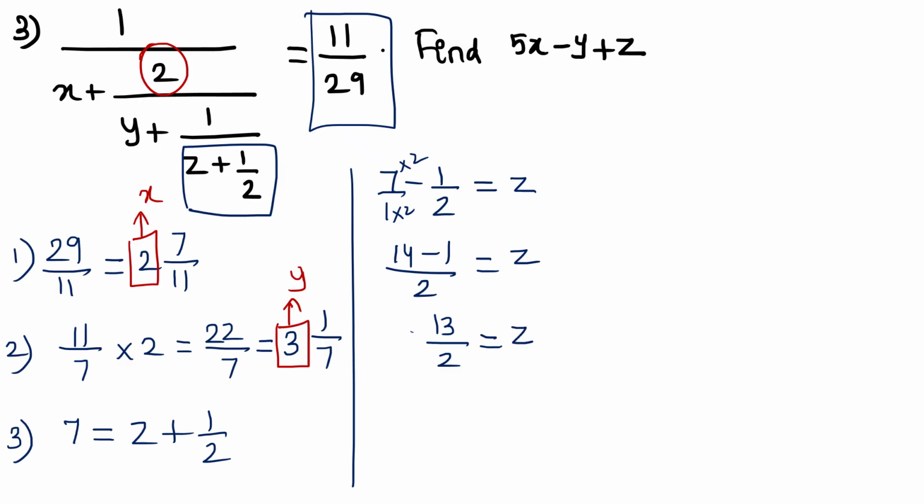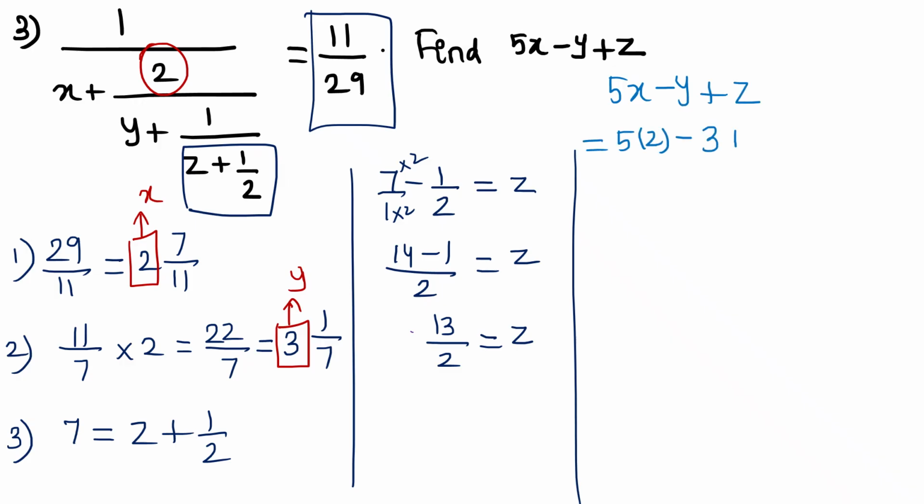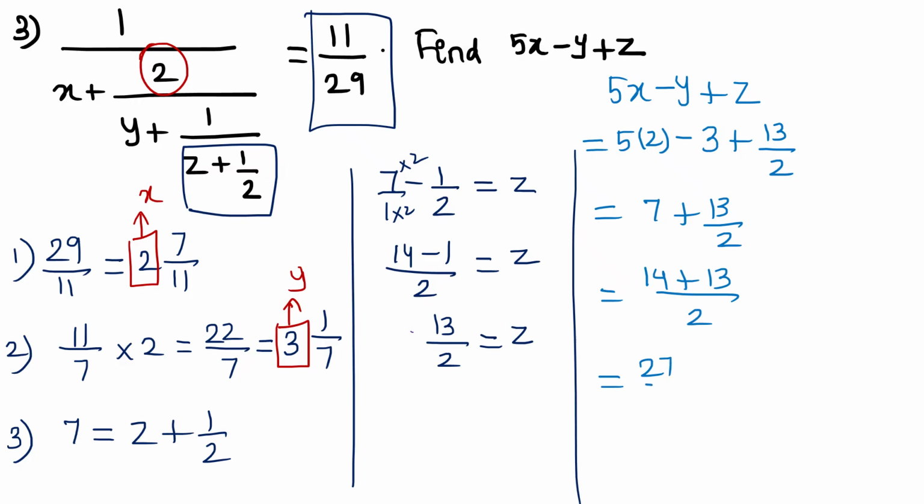So once I get the z value, I'm allowed to substitute in this expression to get my answer. So when I substitute, that is 5x minus y plus z, right? So that is 5 into 2 minus y value is 3 and z value is 13 by 2 you will be getting. So which is 10 minus 3, 7 plus 13 by 2, and LCM is 2, which is 14 plus 13 by 2, which gives my answer as 27 by 2. This is my answer over here.